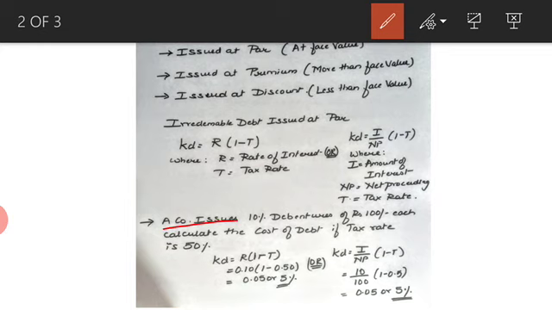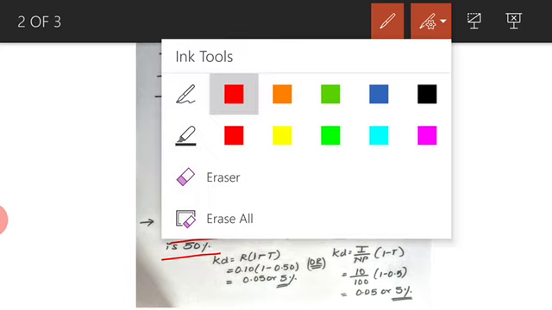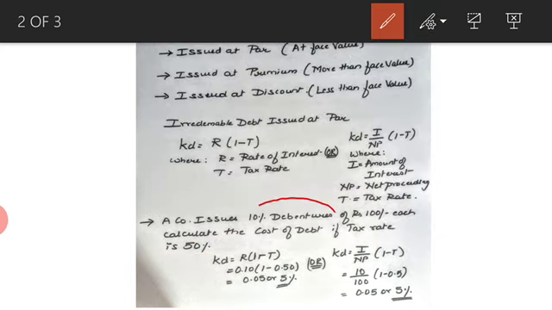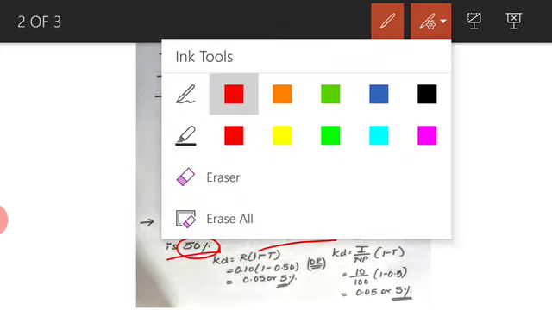A company issues 10% debentures of ₹100 each. Calculate cost of debt if tax rate is 50%. Okay, so here what is happening? Company is issuing 10% debentures. Now what does 10% debentures mean? 10% is the interest on that debenture. So 10% represents the rate of interest, of ₹100 each. So 100 is the face value. Calculate cost of debt if tax rate is 50%. So 50% becomes your T, or the tax rate.